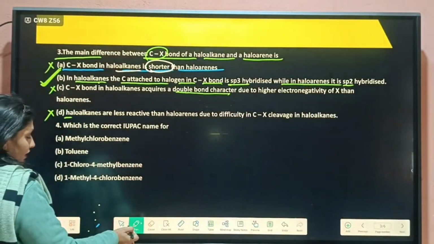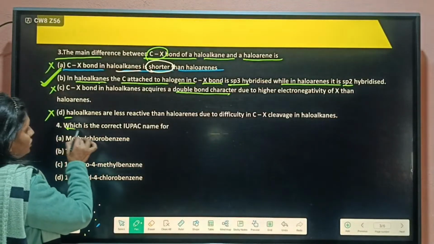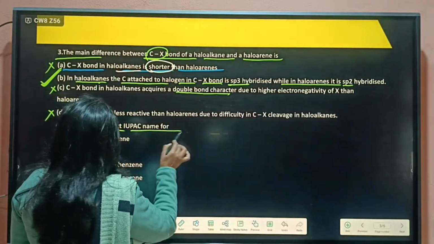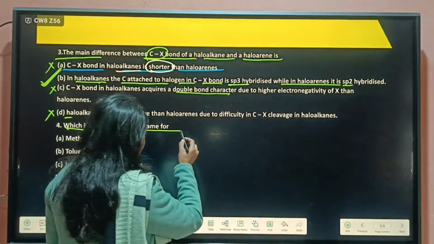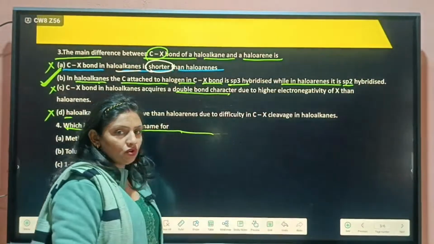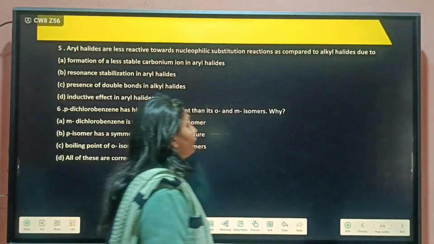Then students, our next question is question number 4. Which is the correct IUPAC name for? Students, sorry for misprinting. Here compound is not given. So we will go with next question now.